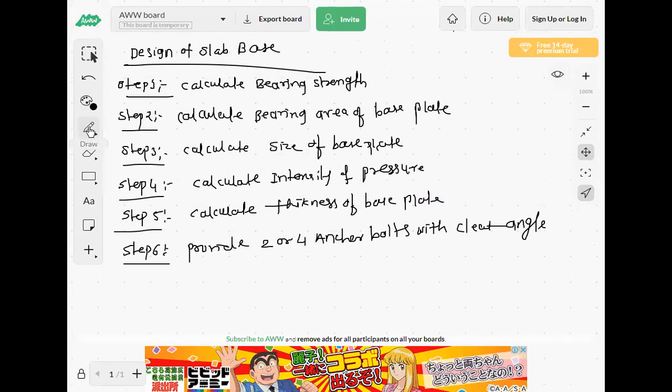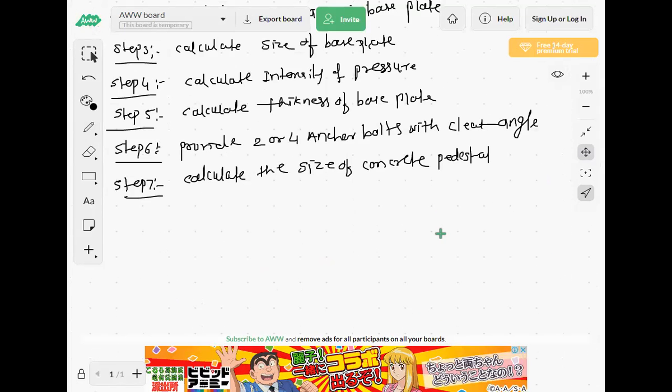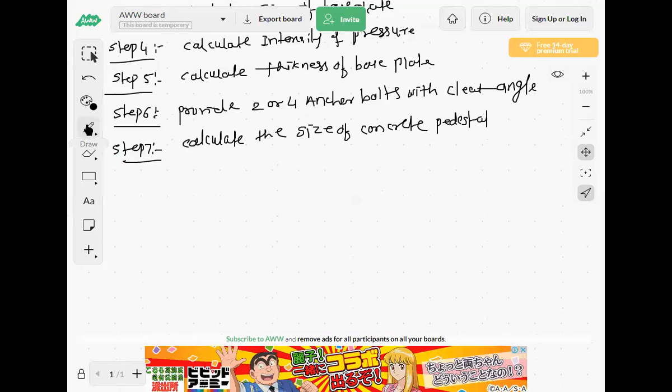Now we will continue with step number 7, that is calculate the size of concrete pedestal. Similar to the size of slab base, we have to calculate the size of concrete pedestal. For that we have to first calculate the area of concrete pedestal, AF, the area of foundation or concrete pedestal.